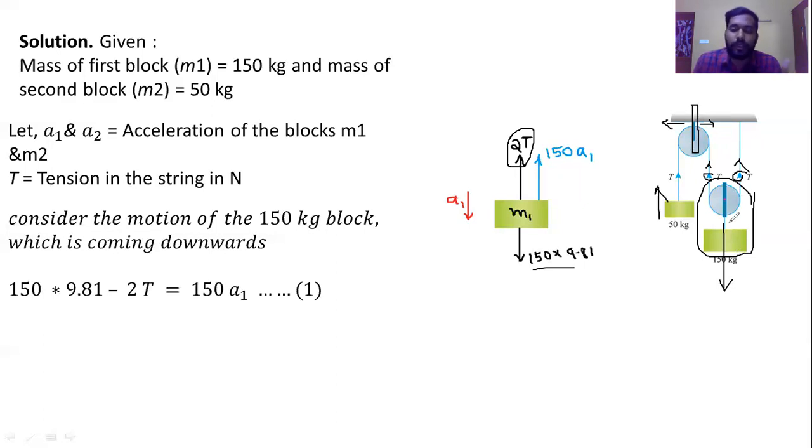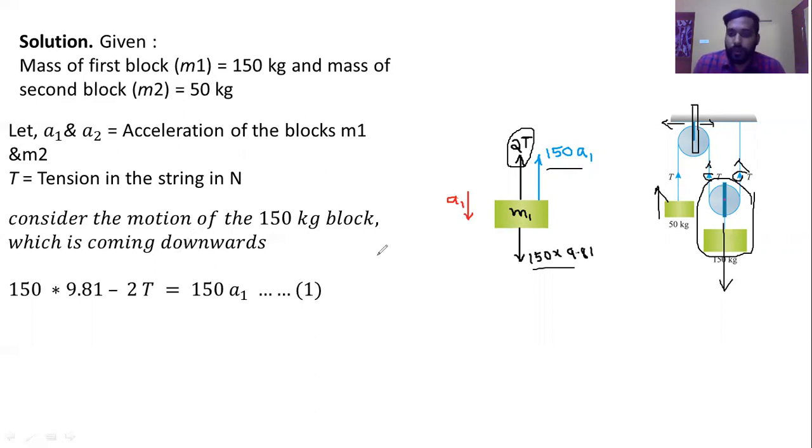The movable pulley and 150 kilogram block are attached as a single unit. So we can consider this as a single system. And of course the acceleration is downwards, so the inertial force acts upwards, 150 A1, that is MA1.